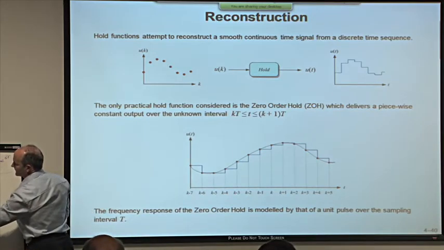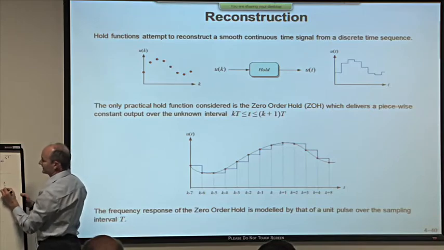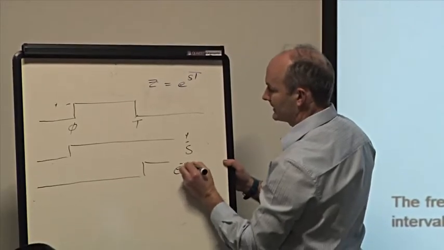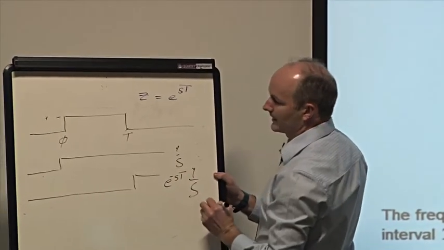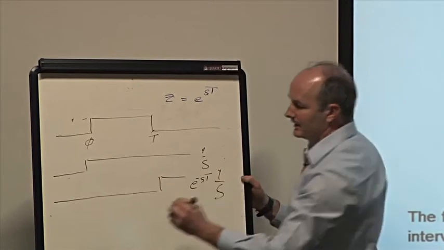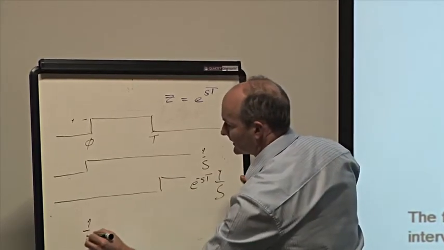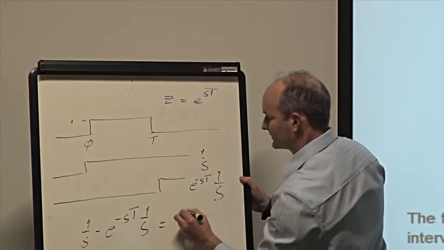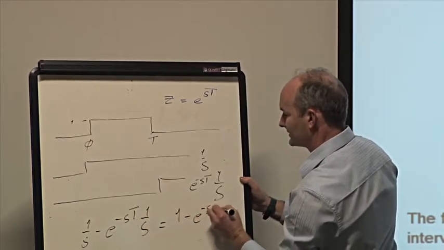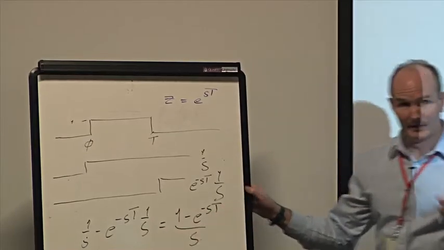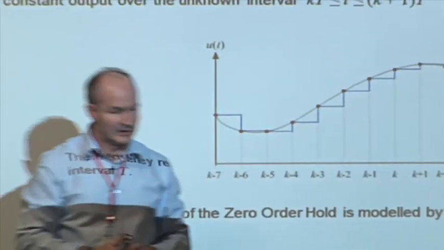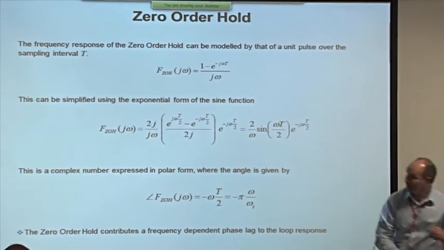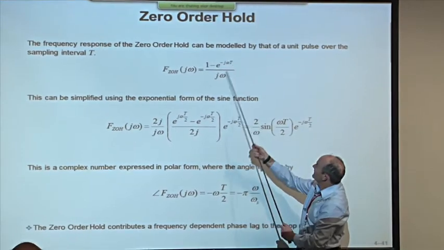Now, in order to find the frequency response of this thing, it's pretty easy. What I do is I take two step functions. This one is 1 over s, and then I take a delayed step function. This is e to the minus sT times 1 over s, and I'm going to subtract this one from this one. So the response I've got is 1 over s minus e to the minus sT times 1 over s, which of course equals 1 minus e to the minus sT divided by s. Now its frequency response is found by just replacing s by j omega, so what we end up with is 1 minus e to the minus j omega T divided by j omega.